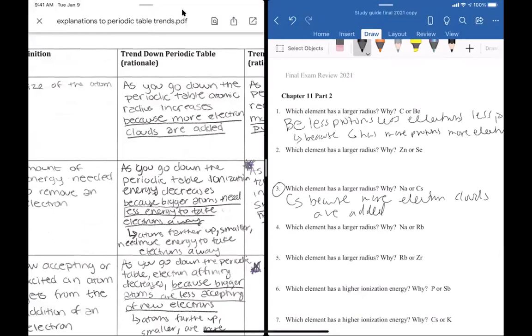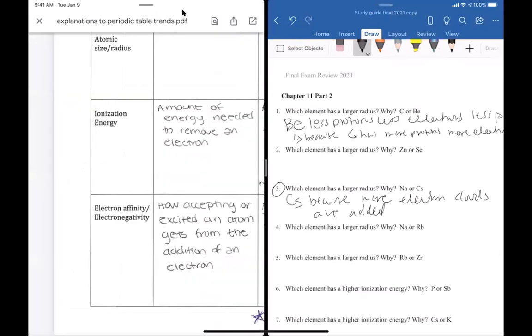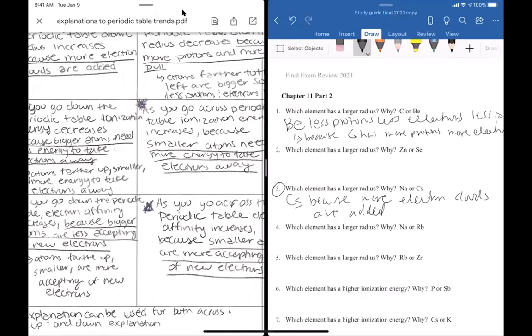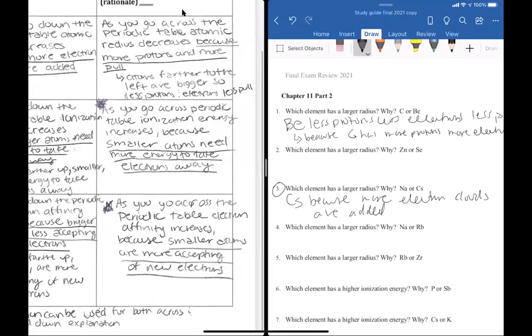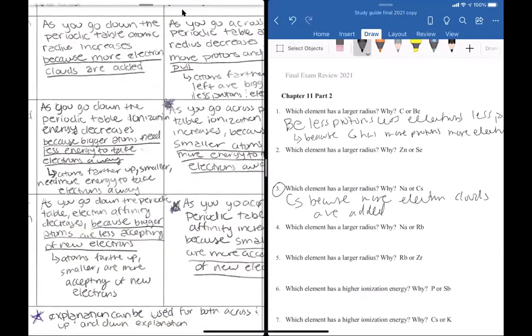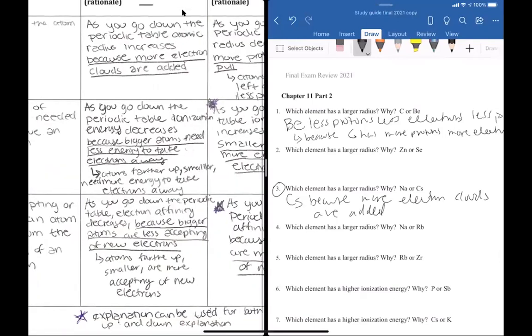Okay, are there any questions on atomic radius? All right, what I want you guys to notice, we're going to do ionization energy. Ionization energy is the amount of energy needed to remove an electron. We have two trends, and then I have one trend that's a little star, and then at the bottom it says explanations can be used both across and up and down.